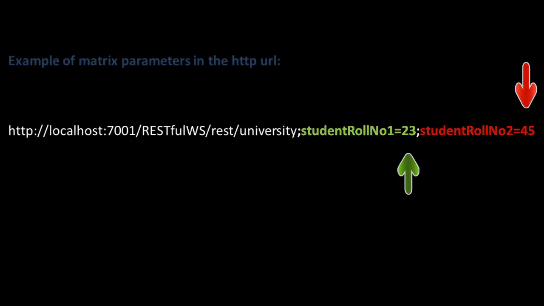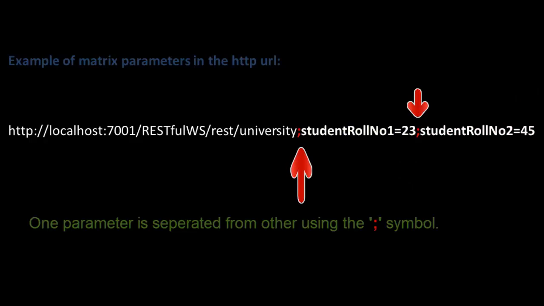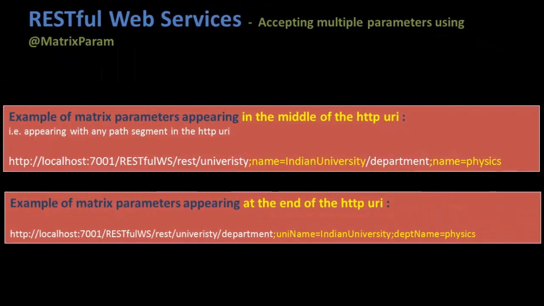If the parameters are passed in the URL and are listed in this particular fashion, that is, one parameter is separated from another parameter using a semicolon symbol, and parameters may appear anywhere in the path and are not limited to its end, then those parameters are known as matrix parameters. These are a few more examples of matrix parameters, where the parameters appear with the path segments in the middle of the HTTP URI and at the end of the path of the HTTP URI.